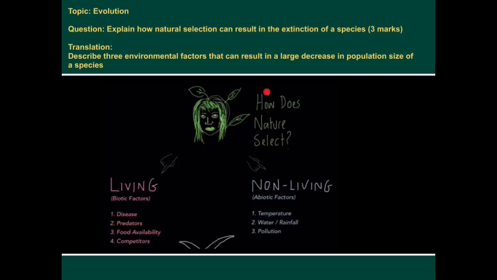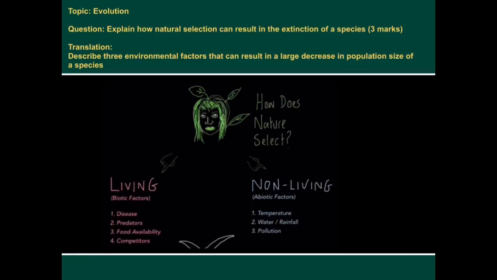So we have to think about natural changing conditions and how they can affect a population. Some conditions are living factors, biotic factors, such as disease, predators, food availability, and competitors, in other words, competition. Whereas some factors are non-living or abiotic factors, such as temperature and climate, water, rainfall, and pollution. All these factors can chisel away at a population, decreasing its size. You just need to discuss 3.